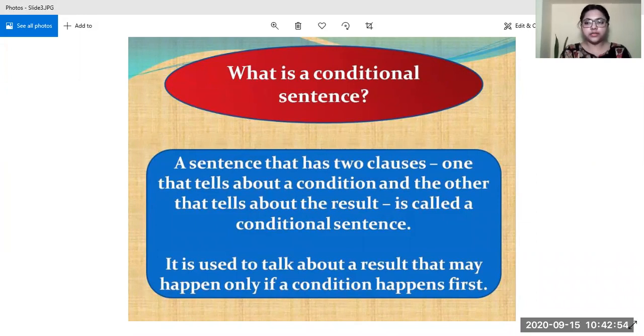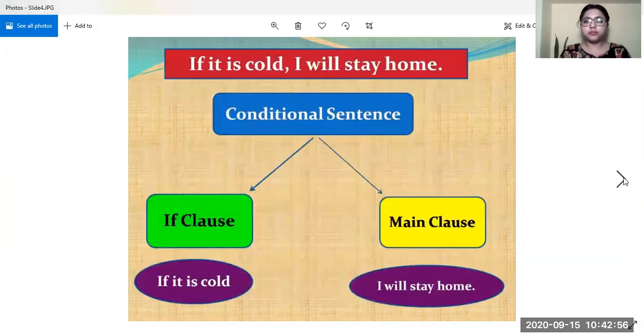Let us see the two parts of the conditional sentence. Suppose it is given: If it is cold, I will stay home. This is a conditional sentence, right? Now, let us split it and try to understand what has been given in the definition. We split this conditional sentence into two parts: the if clause and the main clause. The if clause contains the if part of the sentence till the comma. If it is cold, this is the if clause. Then I will stay home is the main clause.